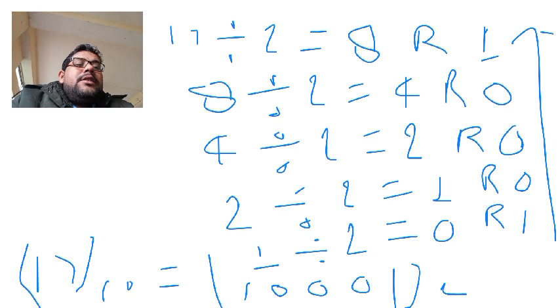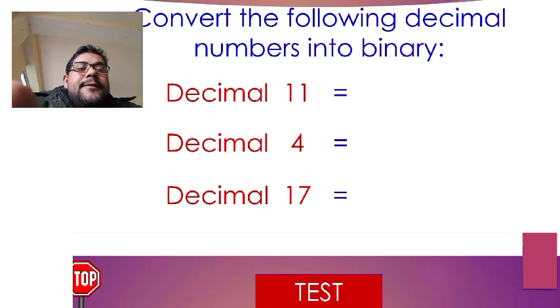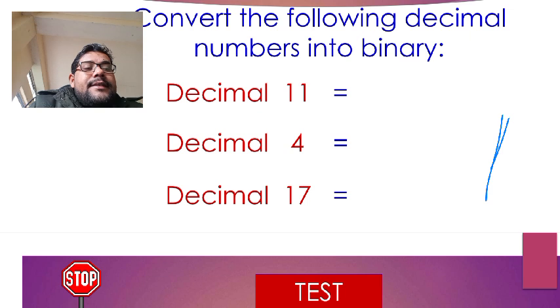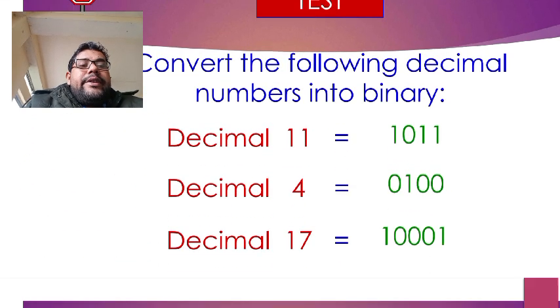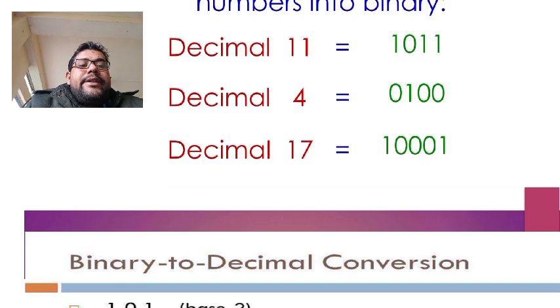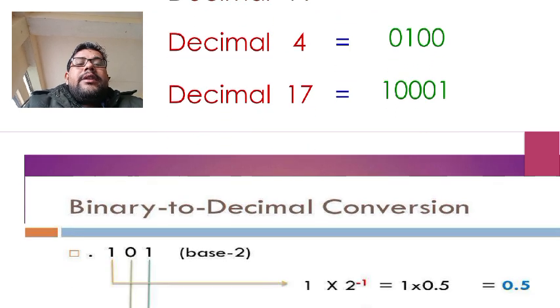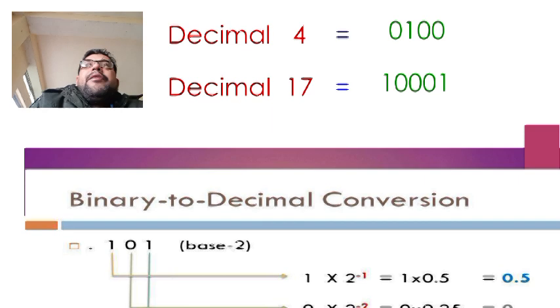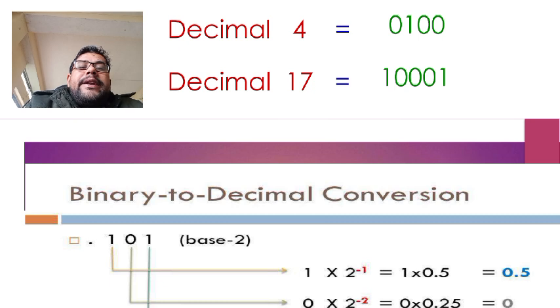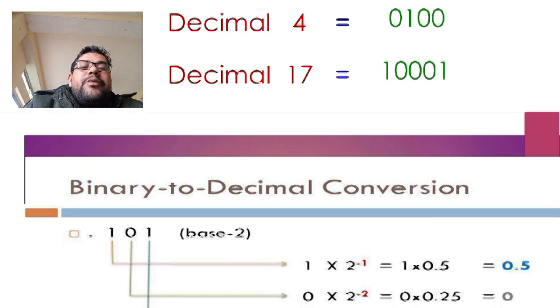Next is your homework. We will say another like test. The 4 is converted and the 17 is converted in this way. Right now we will convert binary to decimal conversion, for a fractional number, a point number after the decimal point.